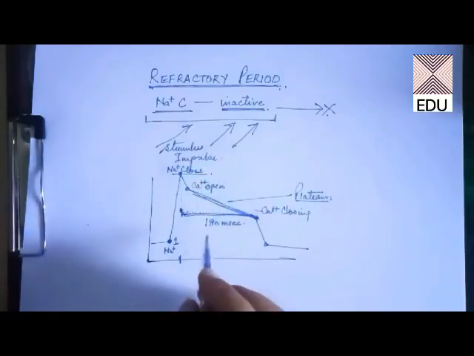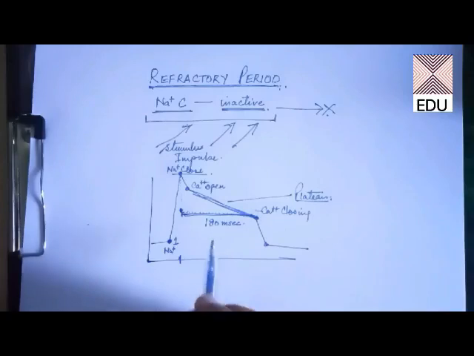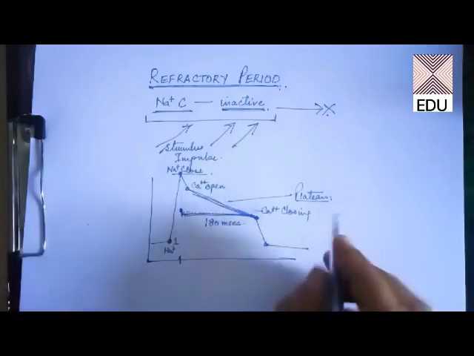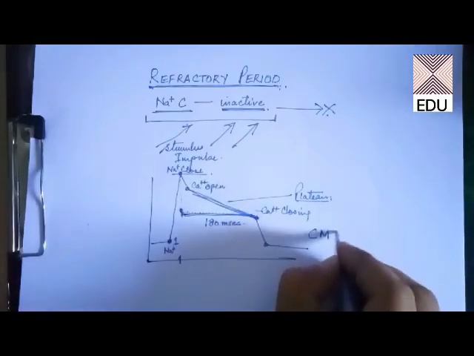In this period, if you are getting any stimulus, it will not lead to the contraction of the cardiac muscle cells. So with this graph you can give the concept of 180 milliseconds of refractory period in cardiac muscle cells.